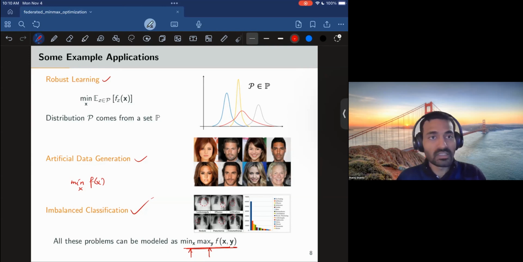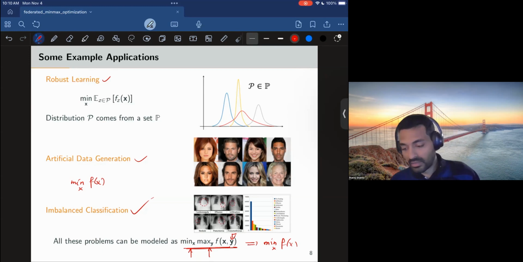And as you can imagine, this is a strictly larger class of problems, because if y is an empty set of variables, like there is nothing here, then this formulation simply reduces to our original minimization problem, right? So this is a strictly more general class of problems. And in this lecture, we want to study this problem.